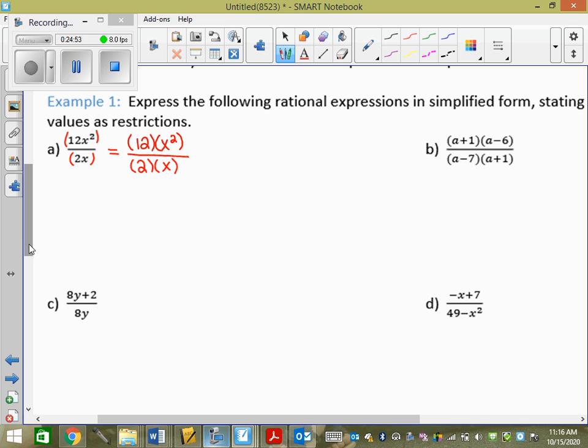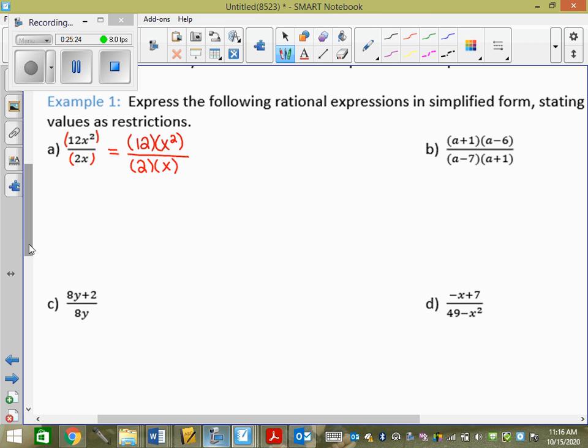The reason why you have to state non-permissible values before you cancel is they were a non-permissible value at the beginning of the question, right? So they still have to be stated. Some people will cross them off and they'll be like, well, now they're gone. That's great, they're gone now, but they were there at the beginning, right? Non-permissible values are values that would make your denominator 0. So if you put them into your original, they would make your denominator 0. It doesn't matter that you cross them off and now they wouldn't. They still would at the beginning. So non-permissible values, restrictions, must be stated before you cancel.